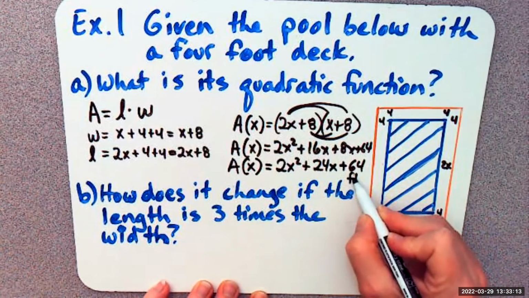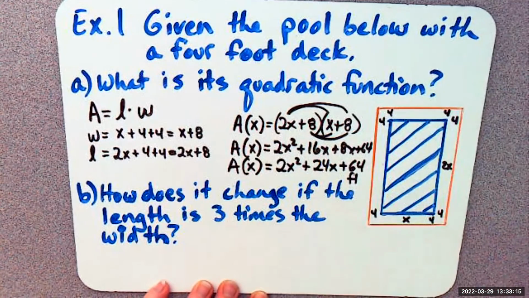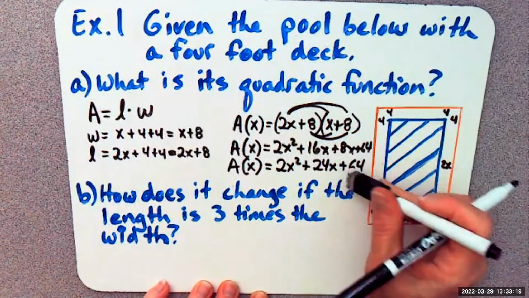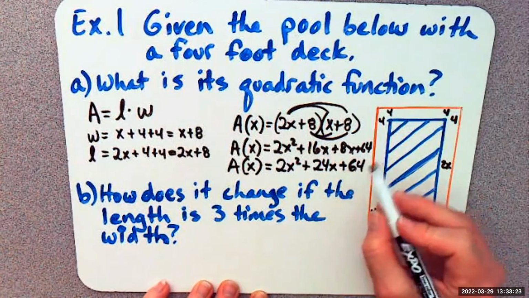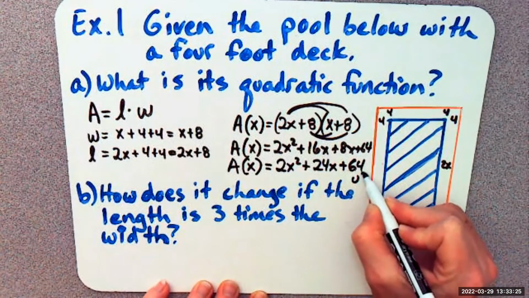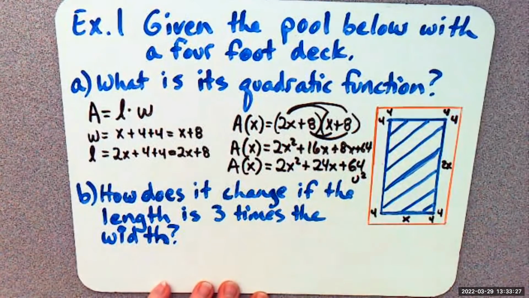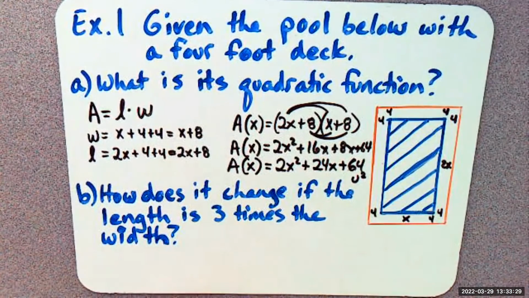Actually, I did not say units. If we don't say units, then we can't assume they're going to be feet. So we would say that this is going to be units squared, or little u squared, which stands for units squared.